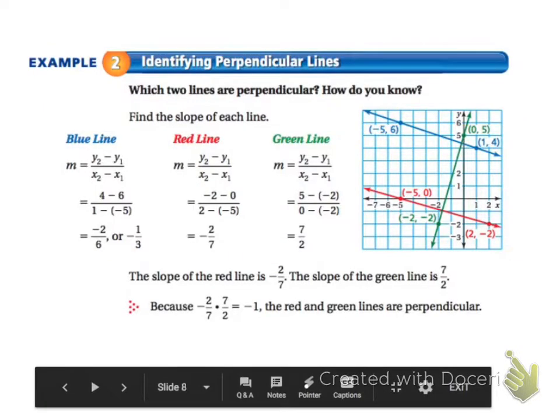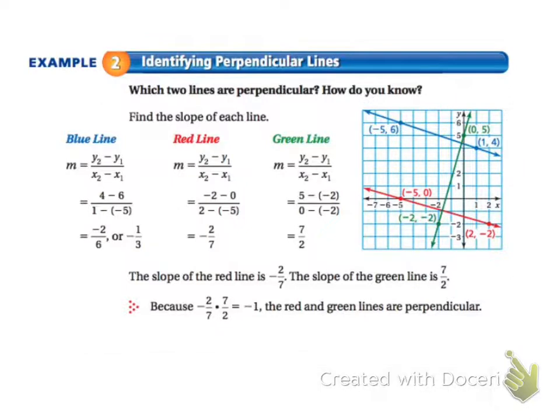So looking at the example in your textbook, you calculate the slope of blue, red, and green just like we did for parallel. But this time we're looking for something different when we compare them. We're not looking to see if they're parallel. We don't care if they're the same. We're looking to see if they are negative reciprocals. So the blue line is negative 1/3. The red line is negative 2/7, and the green line is a positive 7/2.